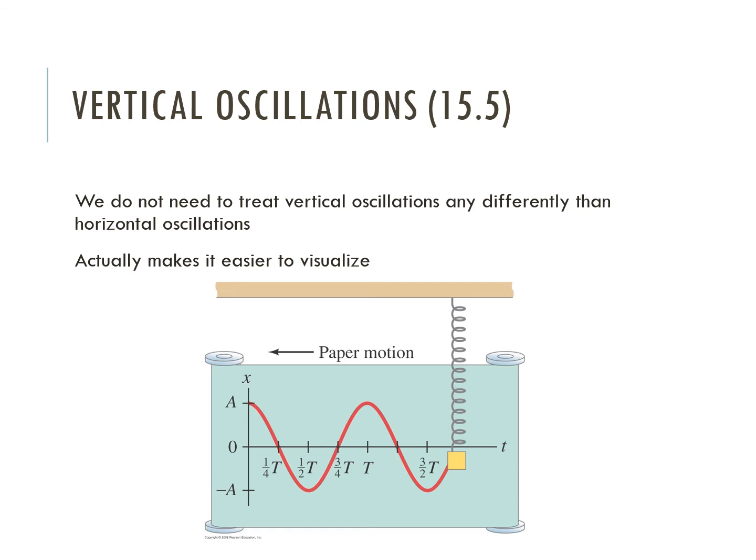So this is an image from a different textbook. And what we have here is, again, a box on a spring, but it's vertical now. And we're going to pretend there's a marker on the other side of this box that is friction-free in contact with paper. And this paper is moving to the left.